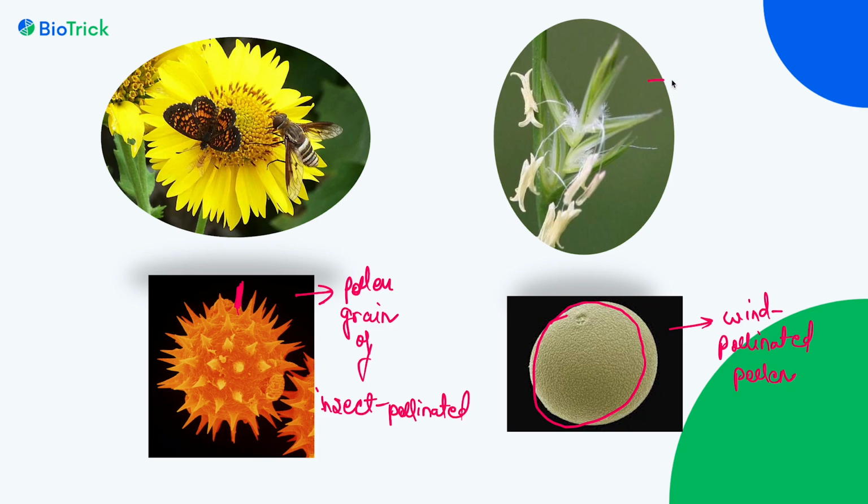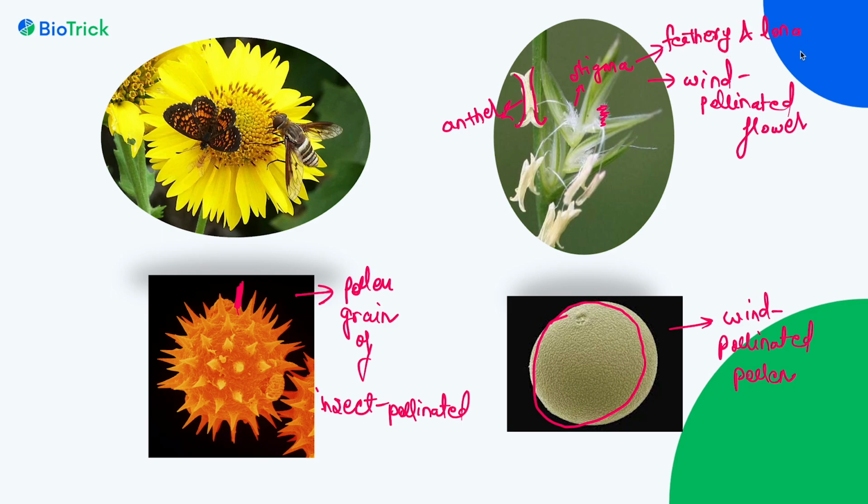Next is the wind pollinated flower. This is a wind pollinated flower. You can see here the anther, and this is the stigma. Both are hanging freely in the air and are present outside the flower. The stigma, you can see, is feathery and long, so that it can easily catch the pollen grains which are blown by the wind.